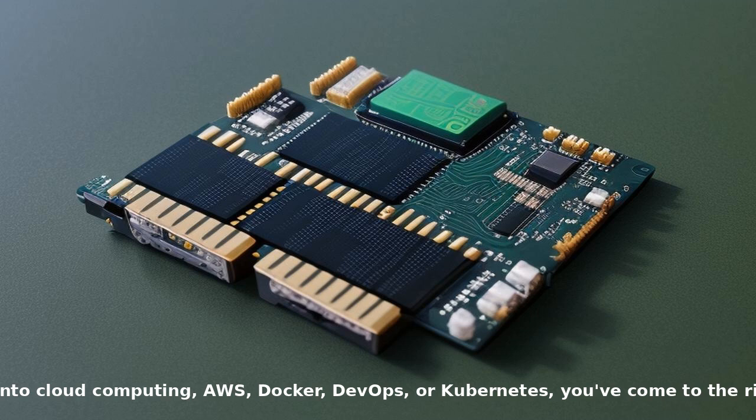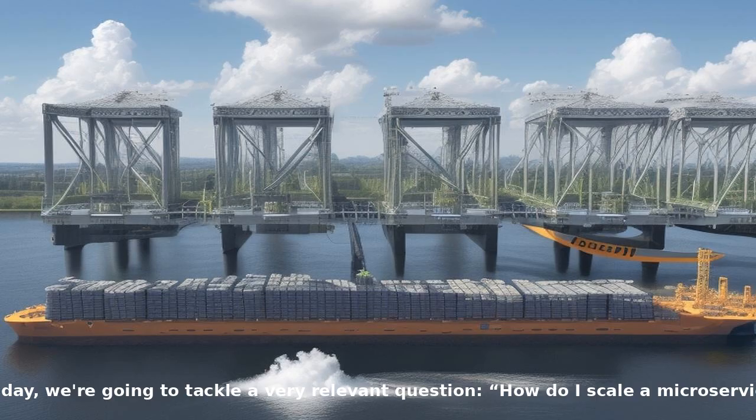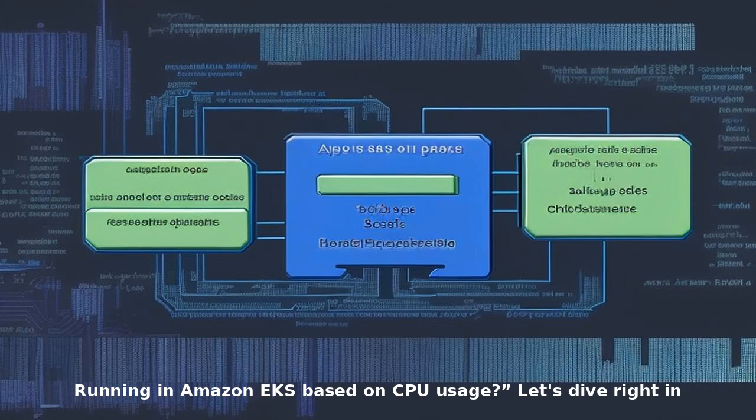We are talking about a microservice, which is a small, independent service that communicates with other similar services to form a larger application. This microservice is running in Amazon EKS, or Elastic Kubernetes Service, which is a fully managed service that makes it easy for you to use Kubernetes, a popular open source system for automating deployment, scaling, and management of containerized applications.